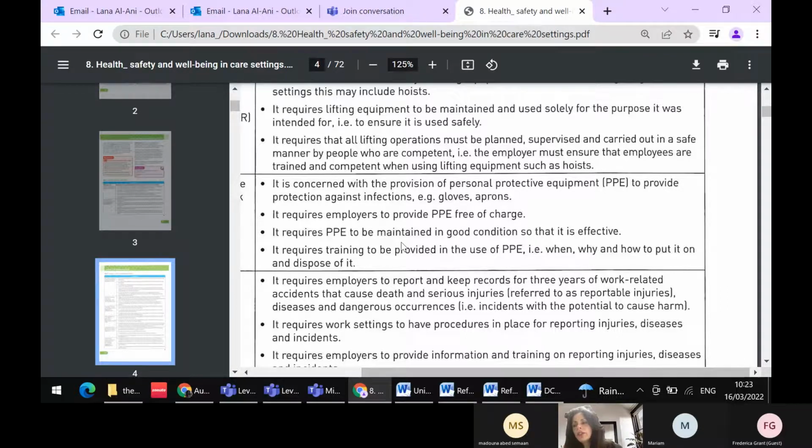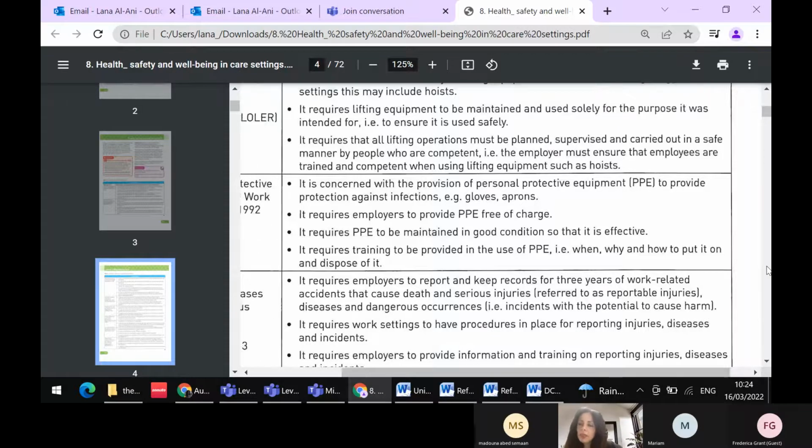And it requires training to be provided about how to use the PPEs in the right way, and when to use them as well. Like you have to use gloves when you dispose of some body liquids like blood or urine. You have to use them when there are spillages on the floor and you don't know the reason for these spillages. So you need specific training about when and how to use these PPEs as well.